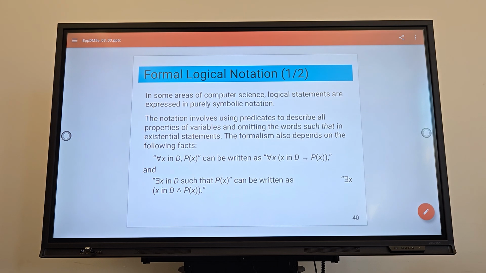For all X in D, P of X can be written as for all X, if X is in D, then P of X. And there exists X in D such that P of X can be written as there exists X such that X is in D and P of X.